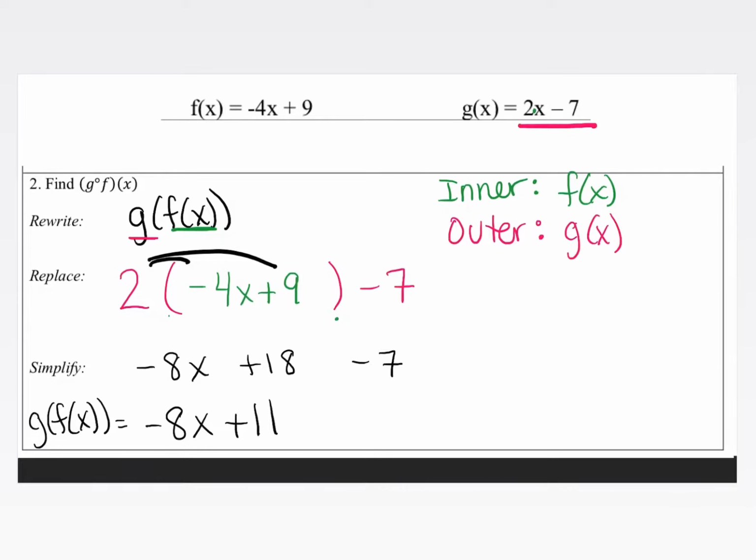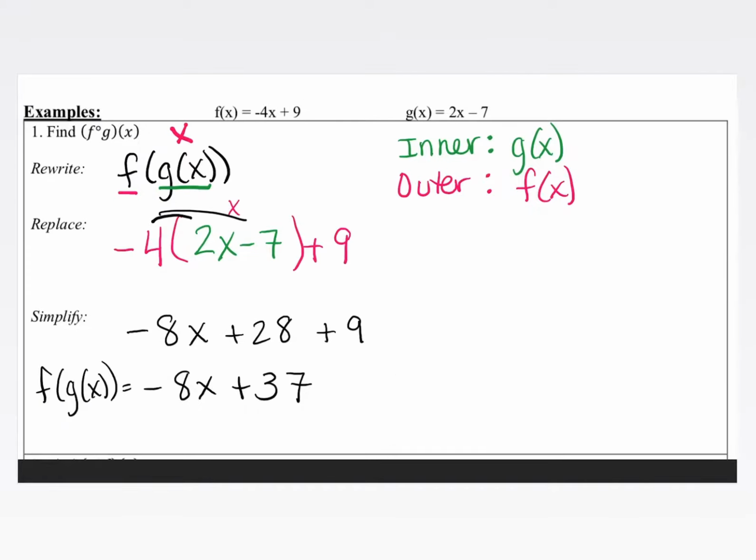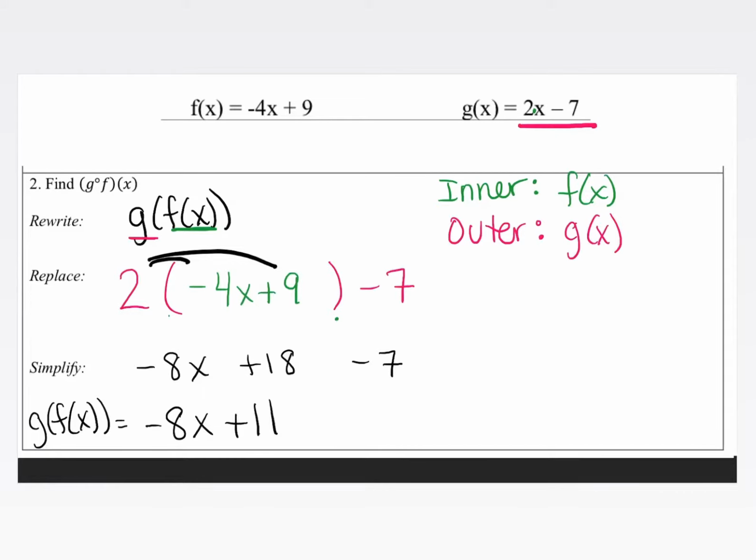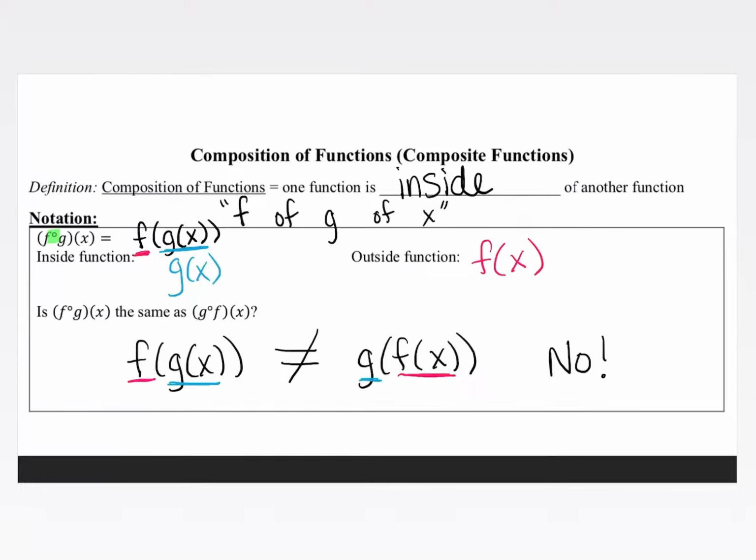Now if we want to compare to example number 1, we have f of g of x, and we got negative 8x plus 37. However, when we flipped it and changed our inner function and our outer function, we ended up with negative 8x plus 11. So this just further proves our point from that first slide that f of g of x does not always equal g of f of x.